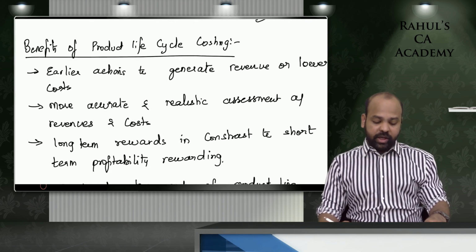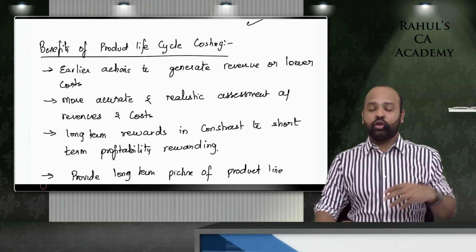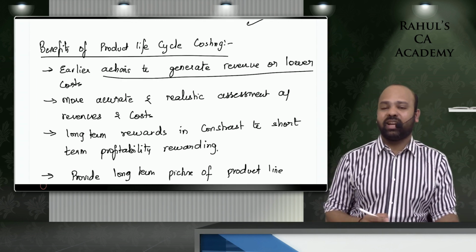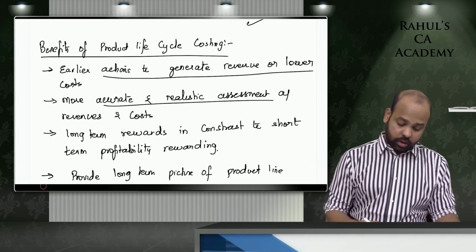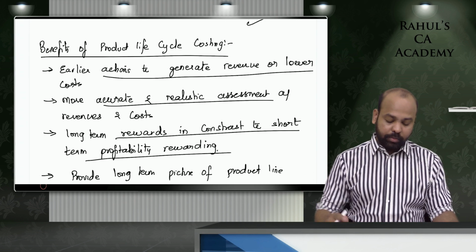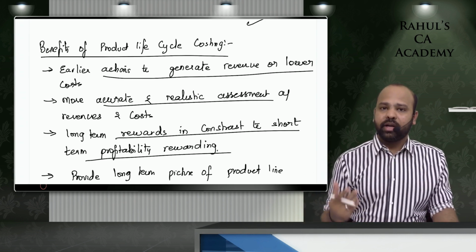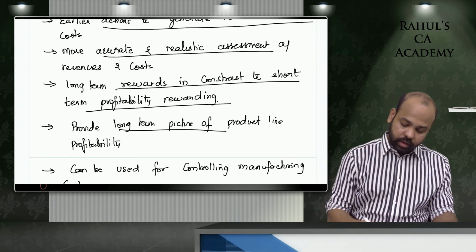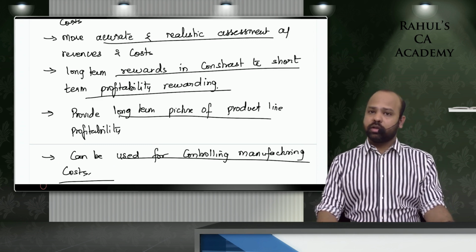The benefit, beta, is that you will be able to take actions much earlier, guys, because you are estimating all of this. You can take actions, beta, to increase revenues, guys, or lower costs. It is a more accurate and realistic assessment. Long-term rewards in contrast to short-term profitability. Do not look at only 1 year's product profit, guys. Look at the product profit that you're most likely to make over the life cycle. It provides a long-term picture, guys, and can be used for controlling manufacturing cost.